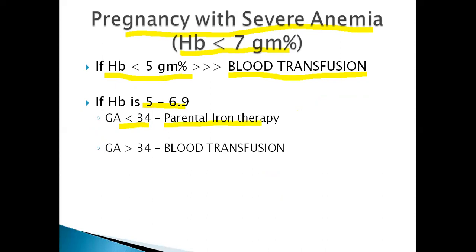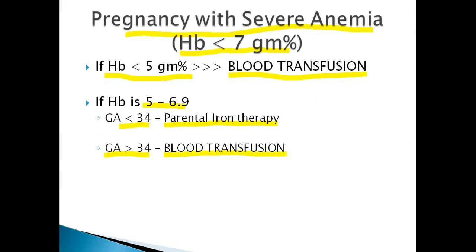But if gestational age is more than 34, there is not much time left for the delivery to happen. It may be in form of a normal labor or a cesarean section, that is immaterial. But by 34 weeks, we mean that the pregnancy is almost nearing its end. Then again, the best available option is that you go for a whole blood transfusion, looking for an increase in hemoglobin.